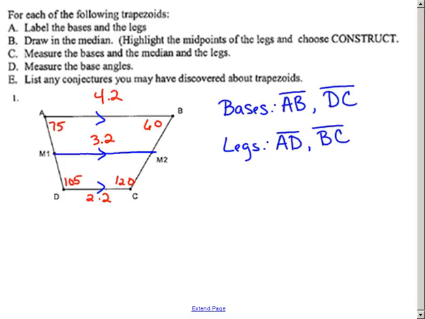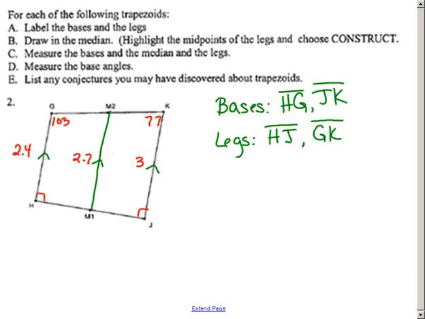Our figure 2, our bases are segment HG and JK. Our legs are segments HJ and GK. If I look at the measurements for the bases, I've got 2.4 and 3. My median was 2.7. My angle measurements for G is 103 degrees, angle K is 77 degrees, angle H and angle J are both 90 degrees. Again, I have some supplementary angles.